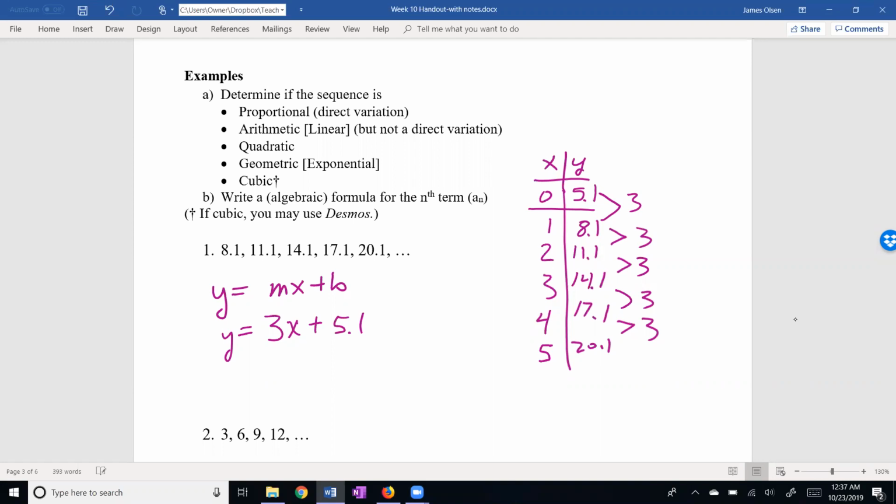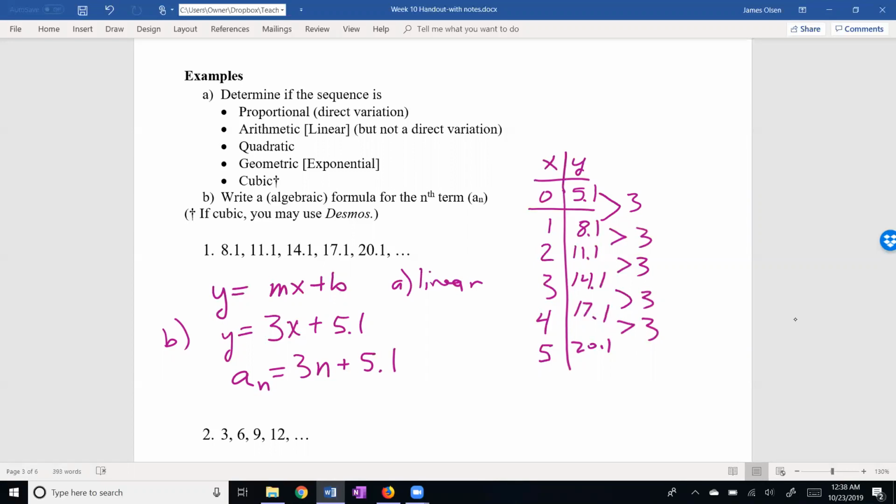Now, you might want to check this with a graphing calculator or check it with Desmos. So my answer, A, linear. If you want to write arithmetic, that's fine. And answer B is y equals 3x plus 5.1. If you wish for part B, you can answer it this way: a_n equals 3n plus 5.1.